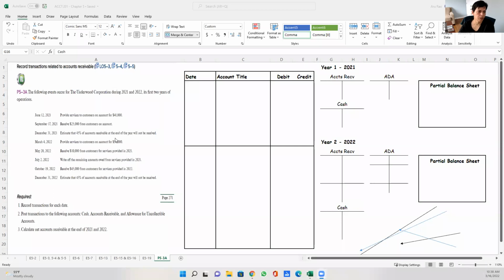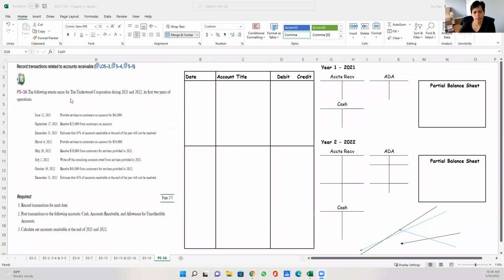Good morning. Let's get started with an exercise in which we're going to look at accounts receivable and how we do the adjusting entries at the end of each year. So I shall start with a quick screen share over here. And let's get rolling.